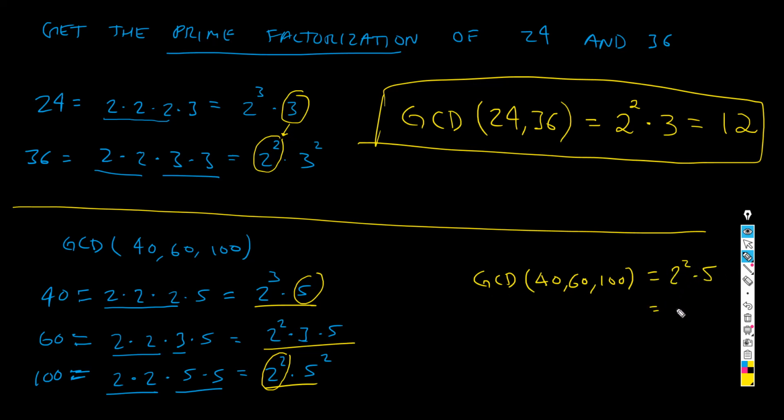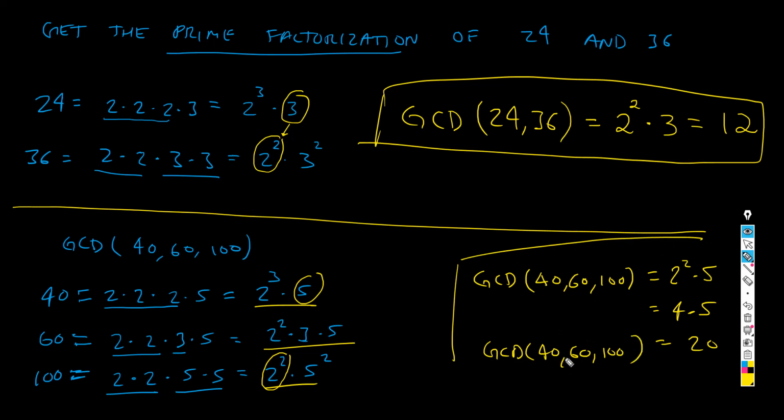How much is 2 to the 2? It's 4 times 5. How much is 4 times 5? It's 20. And I'm done. Okay? The GCD of these three numbers, the greatest common divisor, will be 20, which is what I said at the beginning, right? Because it's very simple to see that.